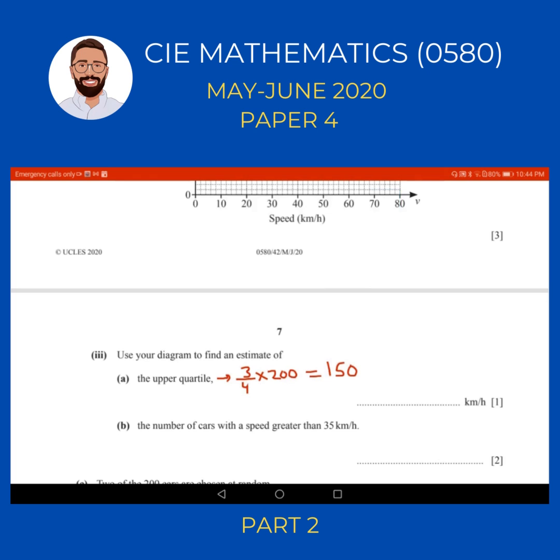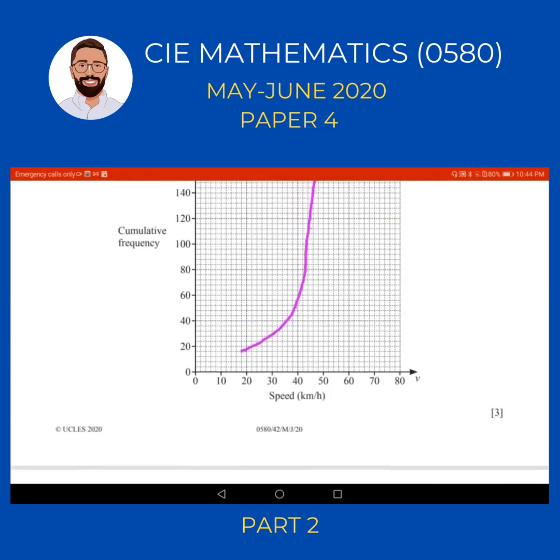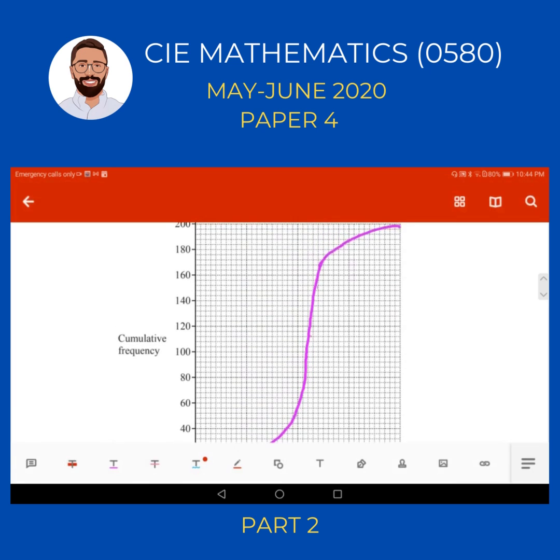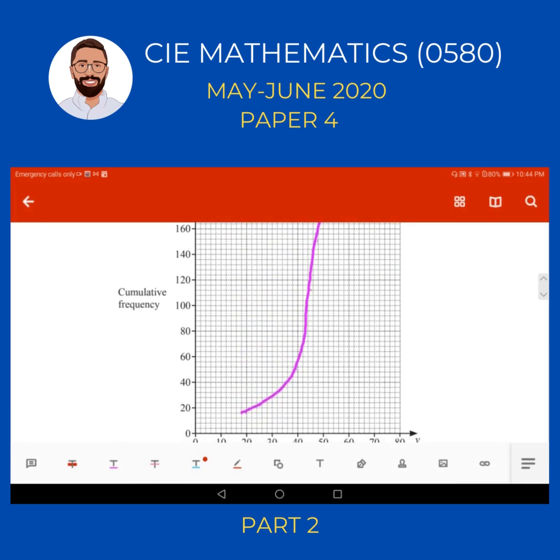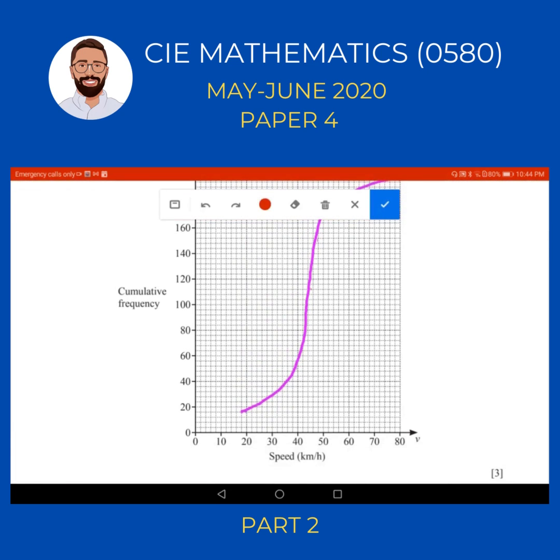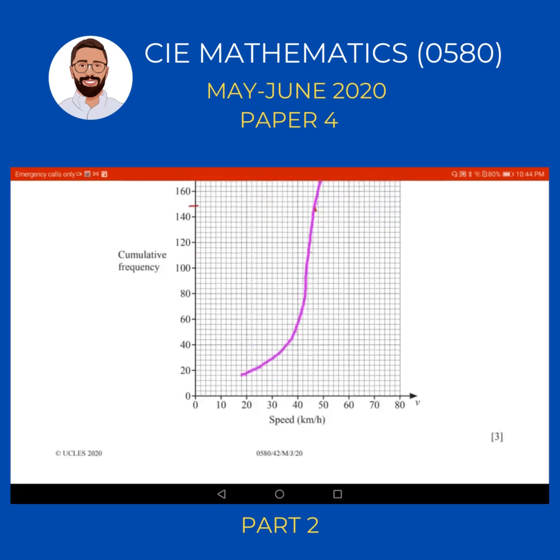Now, after I find the position, I go to the y-axis, and when the cumulative frequency is 150, I need to move horizontally until I meet the line, the purple line, the cumulative frequency graph. So it's this point over here. So I need to go down, and the x reading, the speed, is equal to 48.